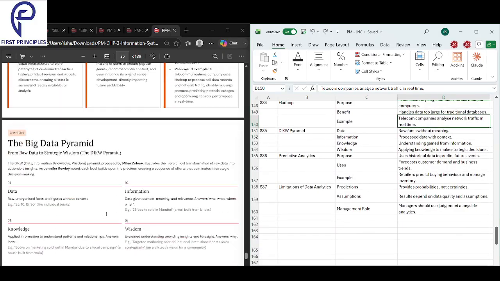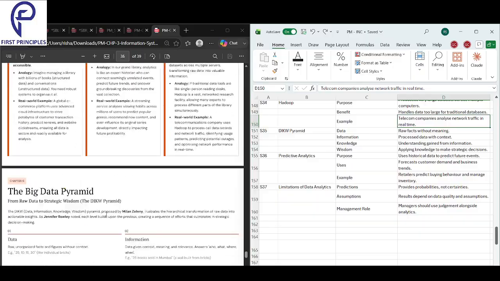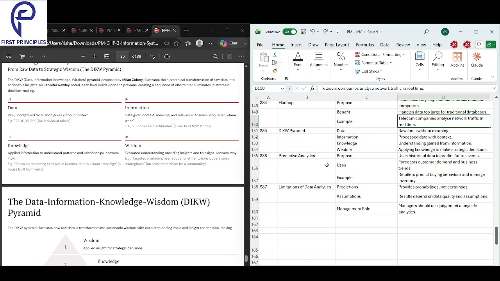Next we have the DIKW pyramid. What about the DIKW pyramid? It's raw facts without meaning, and that is data. What is information? Processed data with context. Knowledge is the understanding gained from the information. Wisdom is applying that knowledge to strategic decisions.